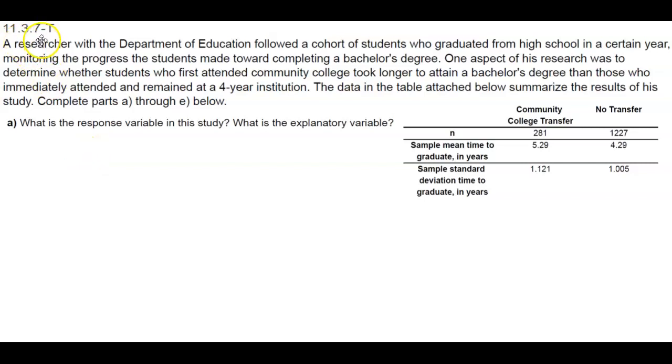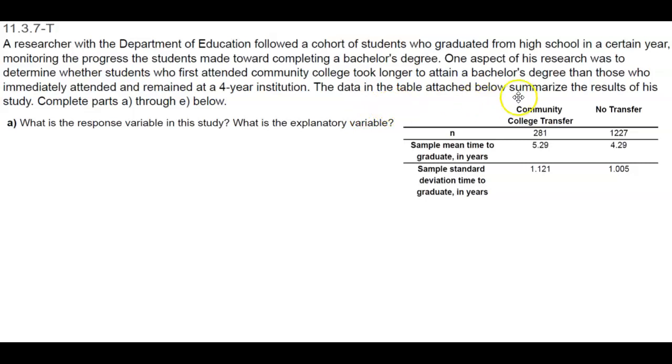Section 11.3.7-T: a researcher with the Department of Education followed a cohort of students who graduated from high school in a certain year, monitoring the progress the students made toward completing a bachelor's degree. One aspect of his research was to determine whether students who first attended community college took longer to attain a bachelor's degree than those who immediately attended and remained at a four-year institution.